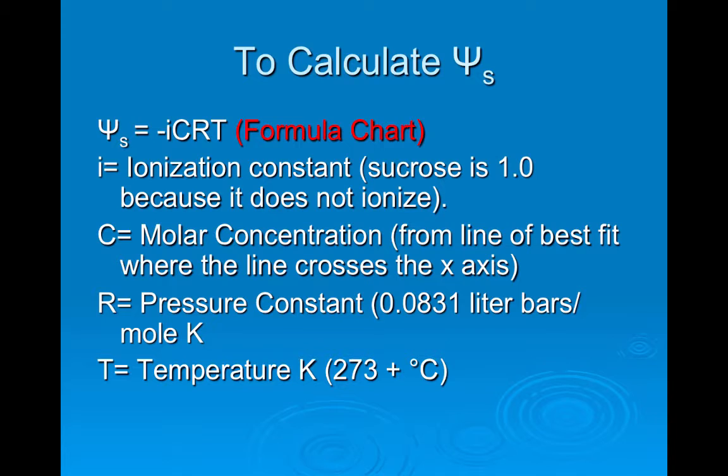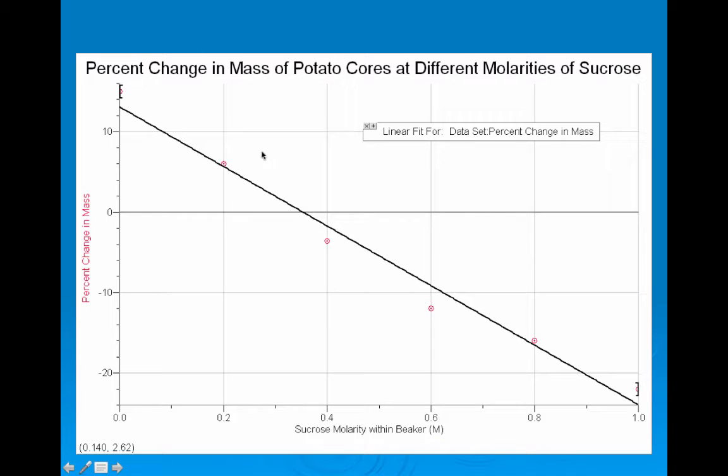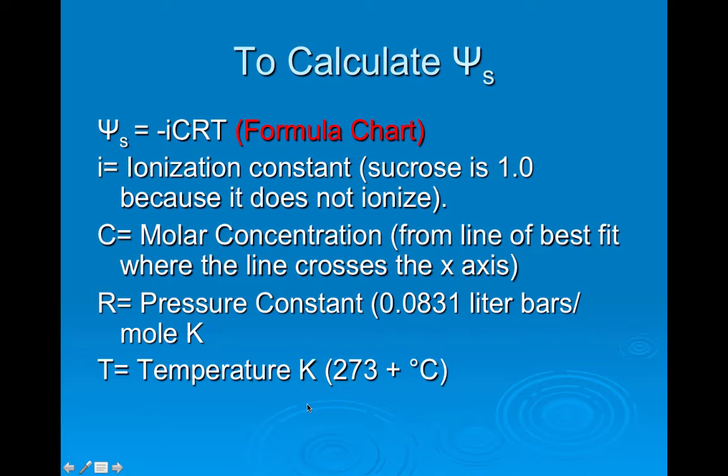So to calculate the solute potential, we use a formula on the formula chart, negative iCRT. i is the ionization constant. For sucrose, it's 1 because sucrose doesn't ionize. C is the molar concentration, which we got from the best fit line right here where it crossed. This is our C. The pressure constant R is given, 0.0831 liter bars per mole Kelvin.